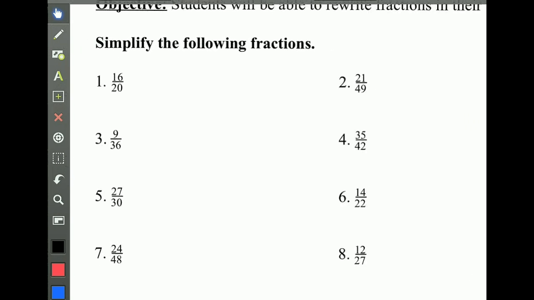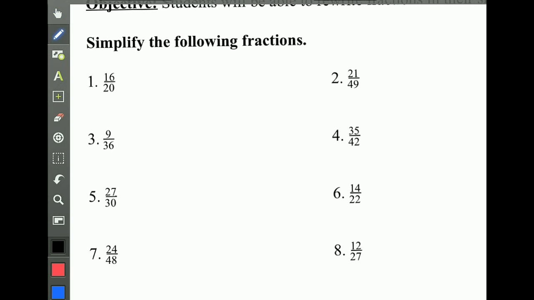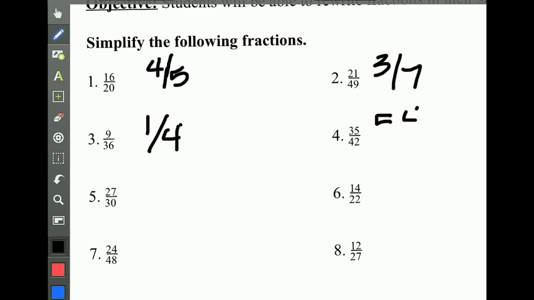All right, so let's go straight through them. So 16/20 reduces to 4/5. 21/49 reduces to 3/7. 9/36 reduces to 1/4. 35/42 reduces to 4. Wow. Let's try that again, shall we? That reduces to 5/6.